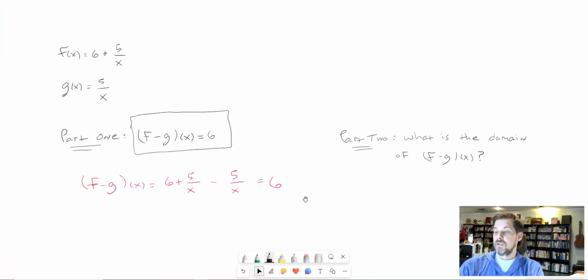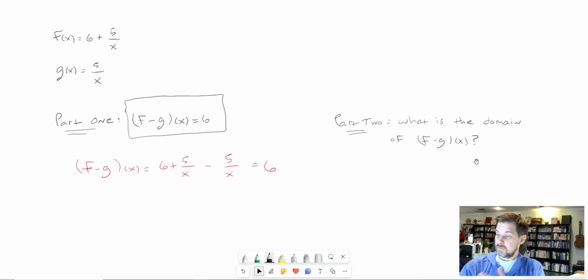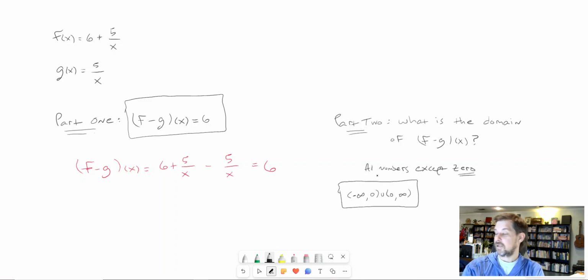Okay, no big deal. Part 2, what's the domain of f minus g of x? Well, for this, I'll tell you that it's all numbers except 0. In other words, if we write it as an interval, it's negative infinity to 0, skipping over the 0, picking back up and going to infinity. There's your domain. All numbers except 0. I could make it as a verbal statement, or I can write it down as an interval.